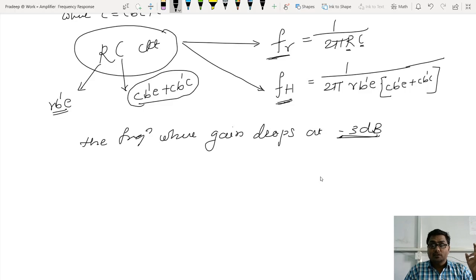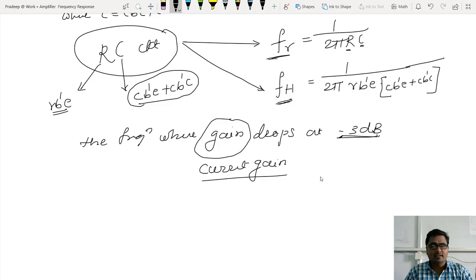Now the question is which gain it must be. Is it a voltage gain? No, it must be a current gain. Why current gain and why not voltage gain? Because initially we have replaced that lower resistor with a short circuit. So when there is a short circuit, output voltage will be 0. So obviously output voltage divided by input voltage, 0 divided by anything, what's the value then? So there is no point in voltage gain. The gain that I am talking about is only current gain.